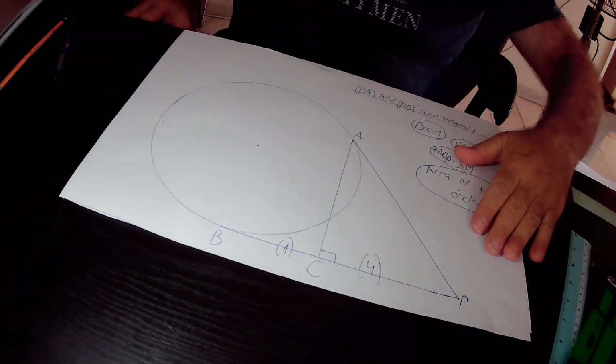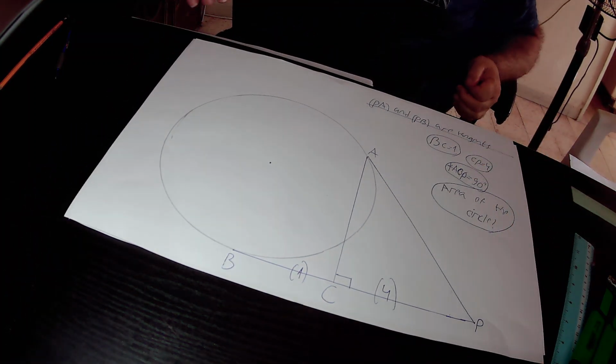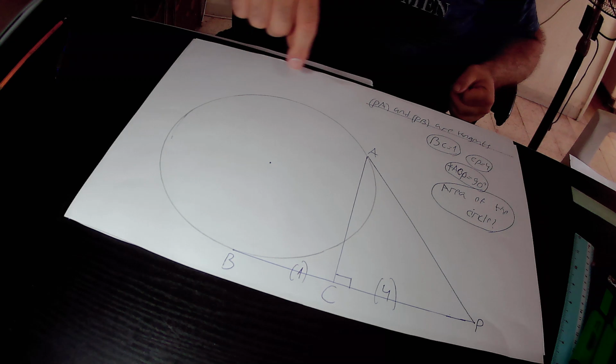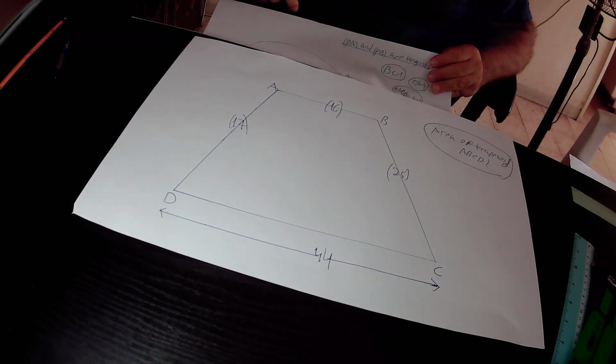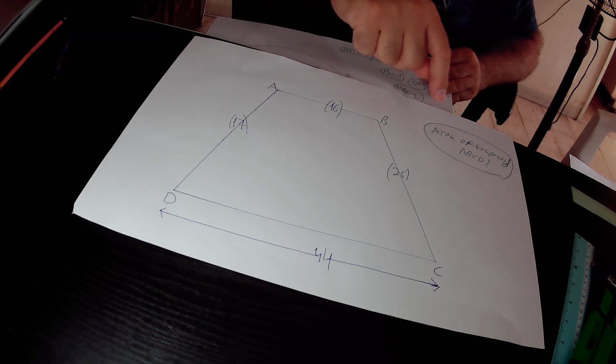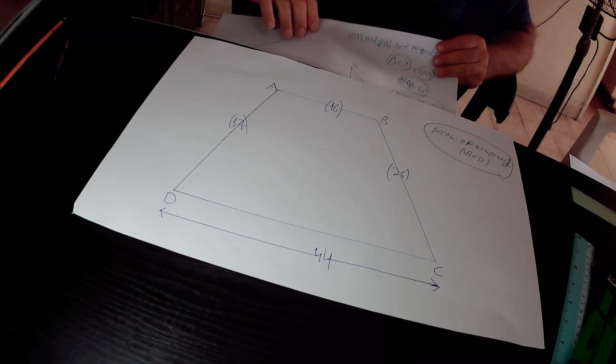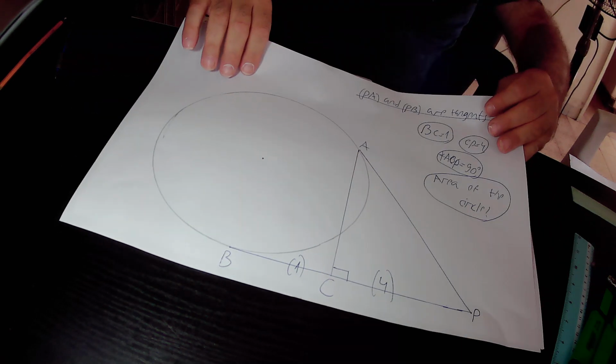Hello, in this lecture we'll answer two questions. In the first question, we find the area of this circle, and in the second question, we find the area of this trapezoid ABCD. So we'll start with the first question.